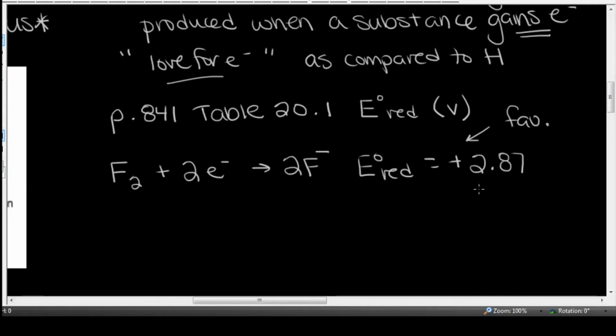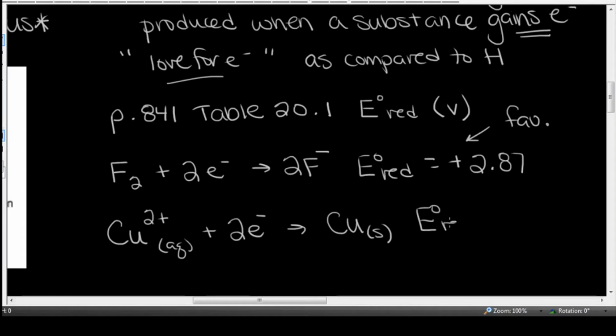Let's keep looking down our list here at things that want less than that. So for example, let's look at what happens when copper ions in solution gain electrons to become copper solid. That E naught reduction is equal to positive 0.34 volts. Oh, I didn't do a good job up here. That should be volts. This should be aqueous. This should be gas.